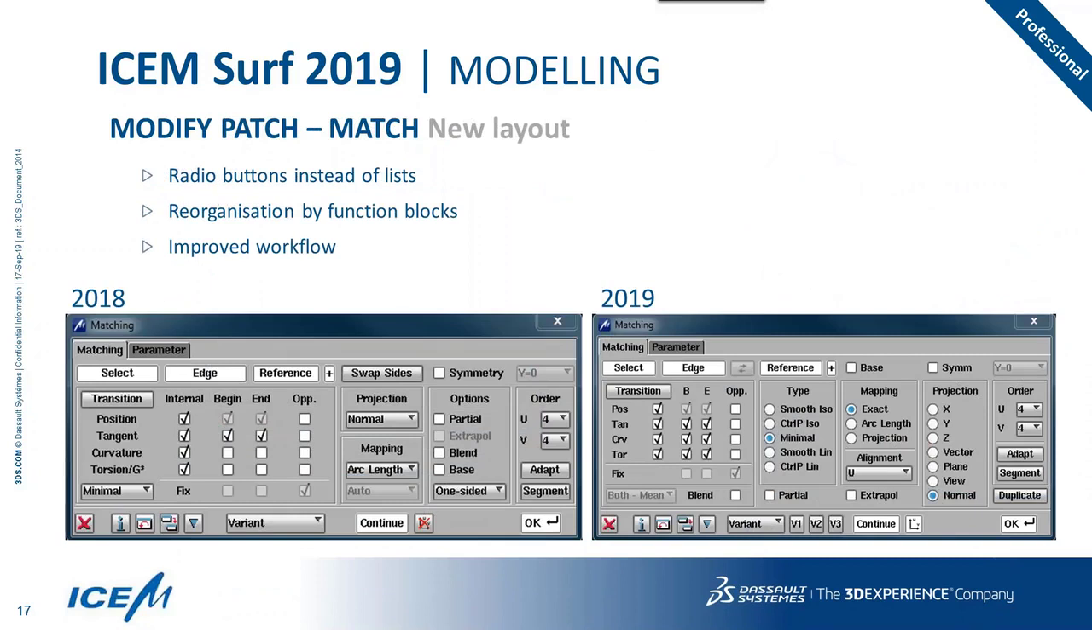We've made a change to the matching dialogue. I know we keep changing this, but this is a really great enhancement. For me, it really makes sense. It's a little bit bigger, yes, but on the left-hand side at 2018, it looks a little bit messy. We have these drop-down boxes for projection and mapping. This required two clicks to change what you wanted. From projection down a vector to projection normal, it was two clicks.